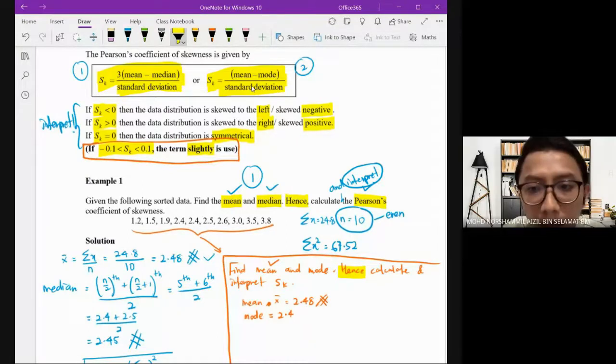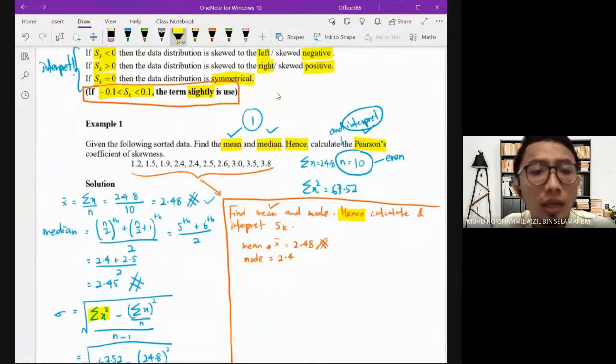Faham tak? Sebabnya kita kena guna yang ni, second formula. Kita tak boleh guna mean dengan median lah. Kita kena wajib guna mean dengan mode because of the word hence. Kalau dia kata hence or otherwise, terpulang. Nak buat macam mana pun. Tapi kalau dia kata hence, means that by using the calculation that you obtained just now, proceed with the next calculation.